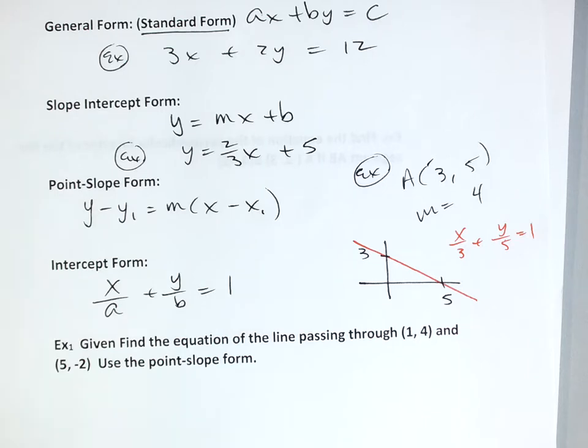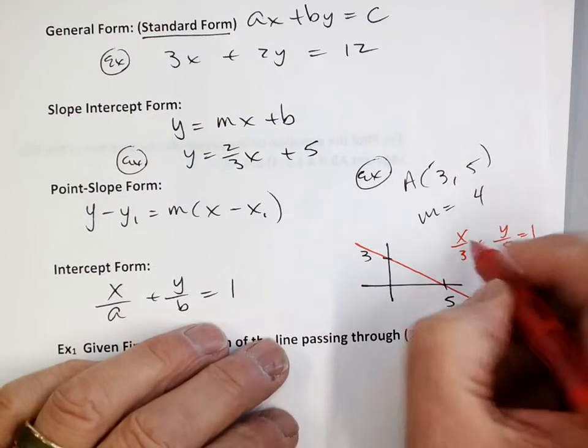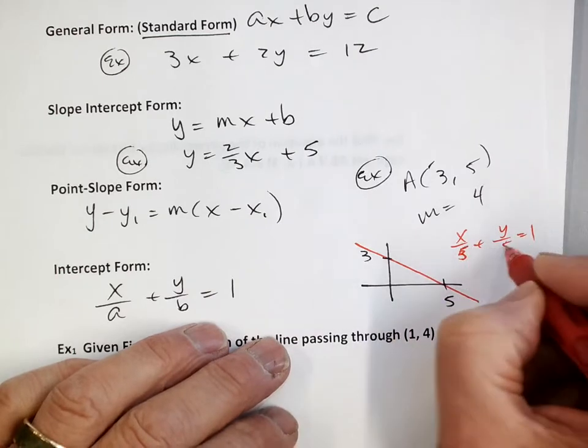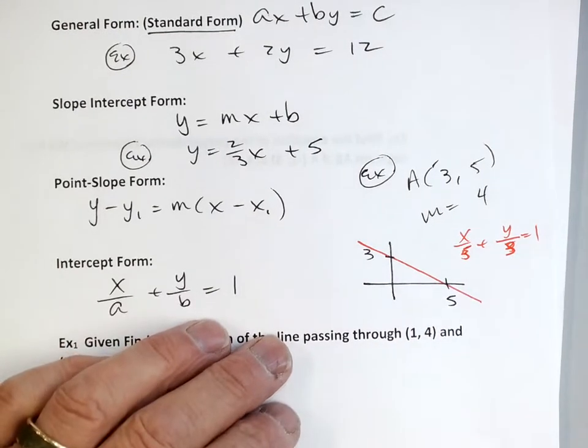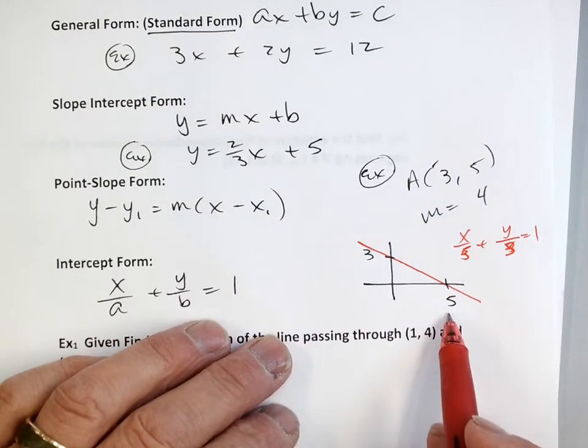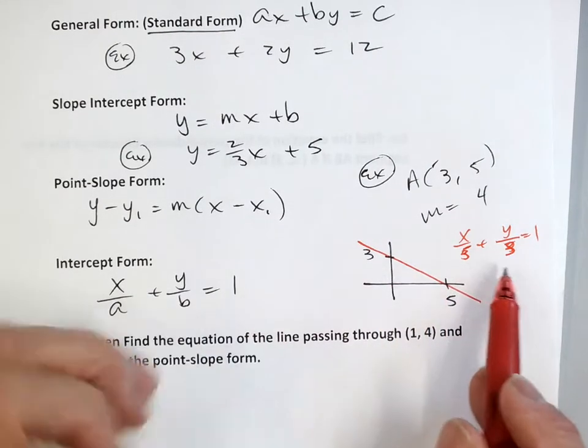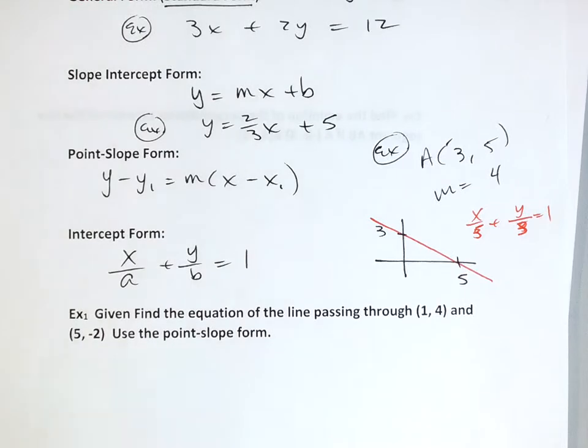Oh, darn it. How about x over 5? I always make at least one mistake a day, don't I? There you go. 5, because that's the x-intercept. 3, because that's the y-intercept. Okay. So we have these formulas. Let's go ahead and do some examples.